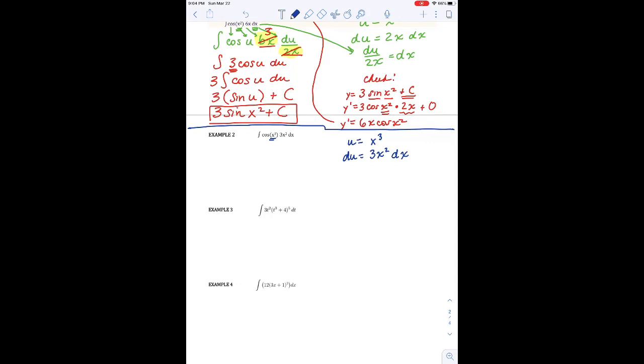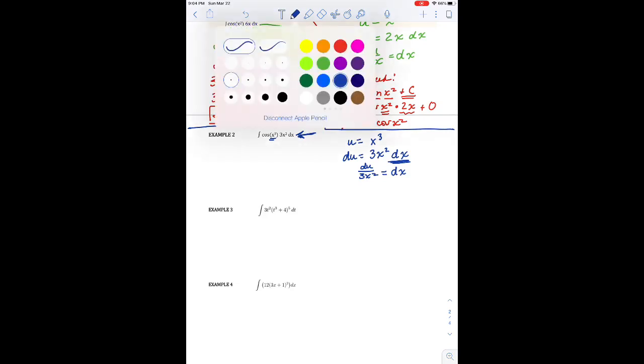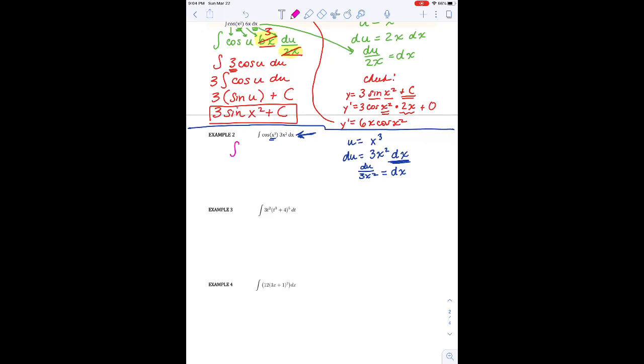Who knows the next step? We're going to solve for dx. So dx equals du over 3x squared. Okay, so you do all this side work before you even come over here to where the integral is, right? So we do u, find du, make sure to include the dx, solve for dx, and now we're going to come back over and substitute.